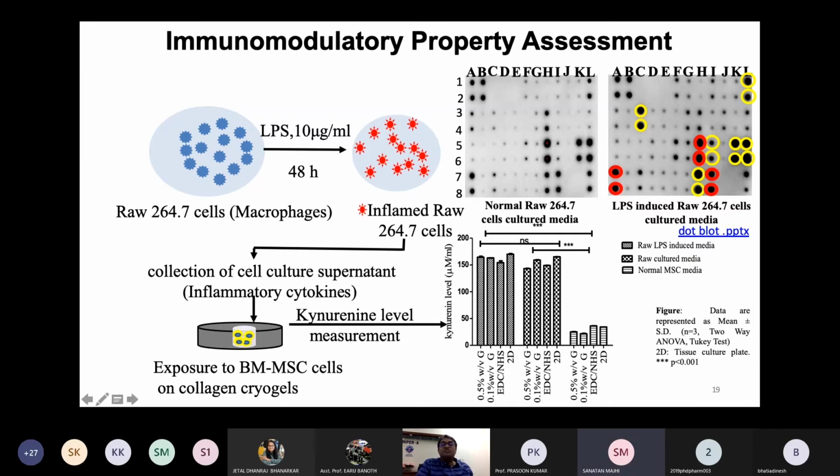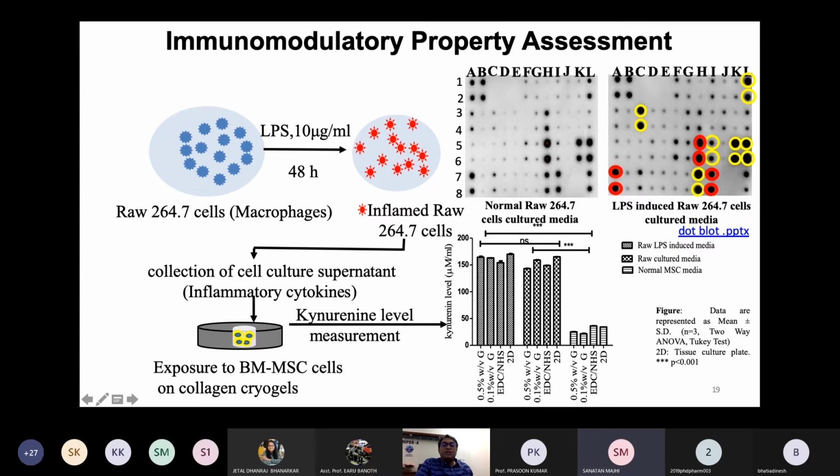So kynurenine expression, if it is going high and then decreasing, it means the inflammation is working. And the anti-inflammatory property of BMSCs is working, and you see that all these 0.1% and 0.5% graphene-incorporated collagen, and EDC and HS collagen 2D, are showing a similar result.